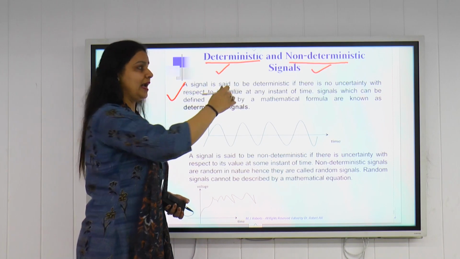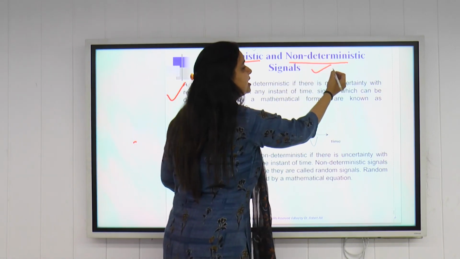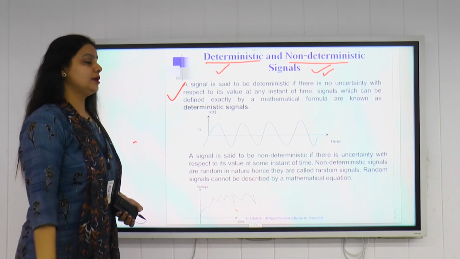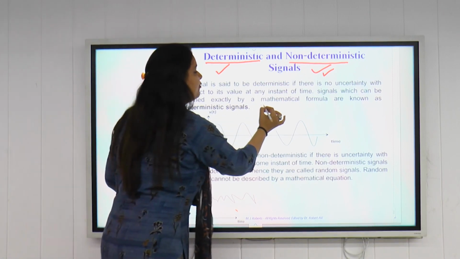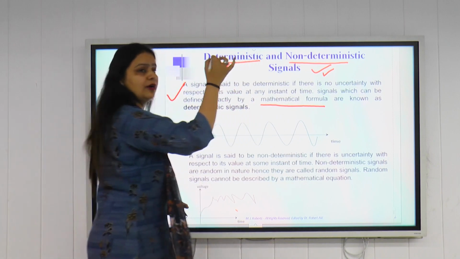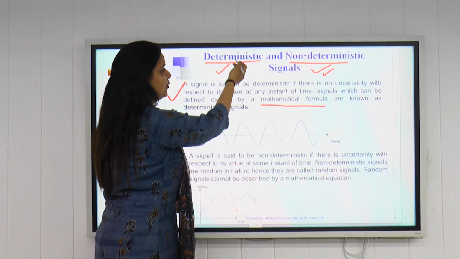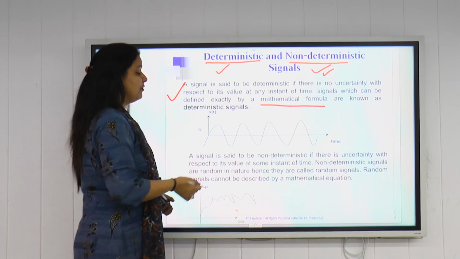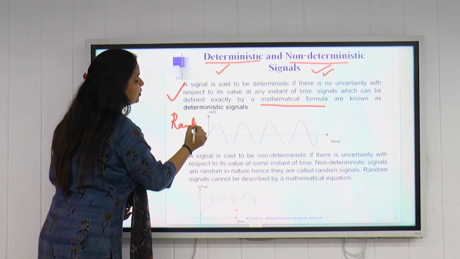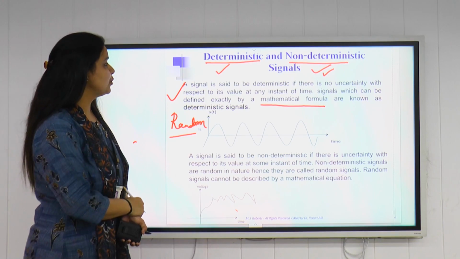Any signal whose formula is there, that is deterministic. And any signal which cannot be shown using a general formula or mathematical formula is termed as non-deterministic. So any signal which is described using a mathematical formula, for which we can describe a general formula, those are known as deterministic signals. One important thing also here, that non-deterministic signals are also known as random signals. Non-deterministics are also known as random.